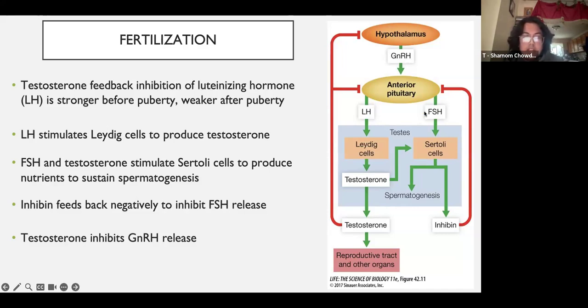Then inhibin has a negative feedback loop to help inhibit FSH's release, because obviously you don't want too much of something to occur. And then testosterone could inhibit GnRH, which stimulates the anterior pituitary, which then stimulates luteinizing hormone and FSH.